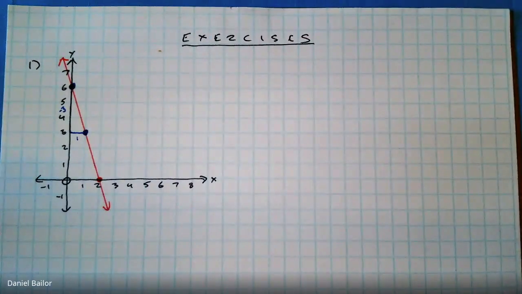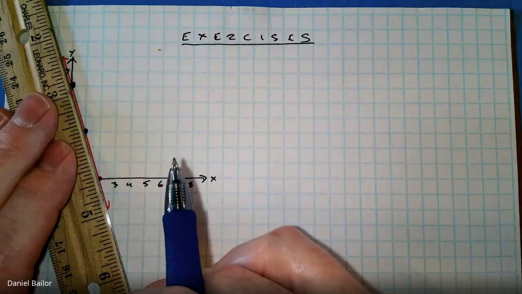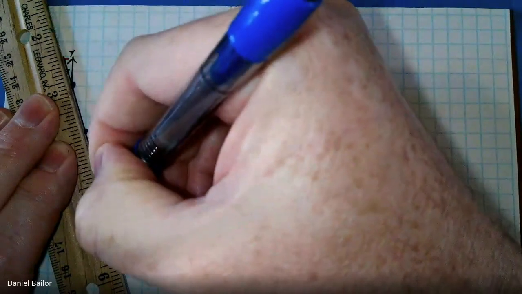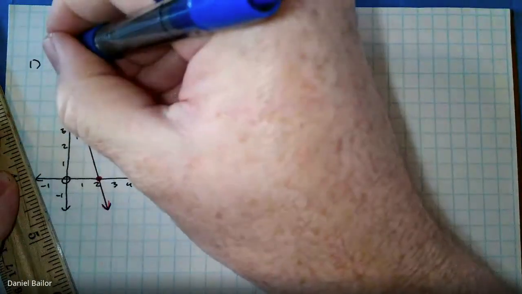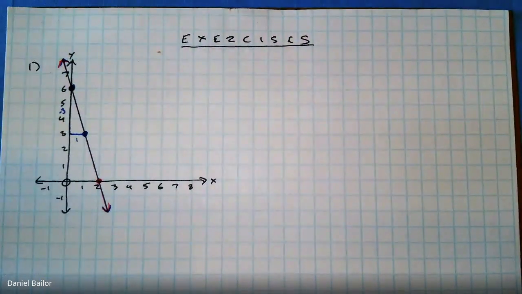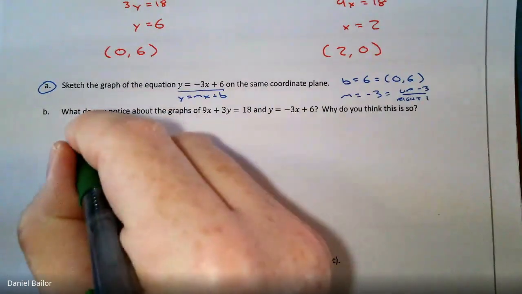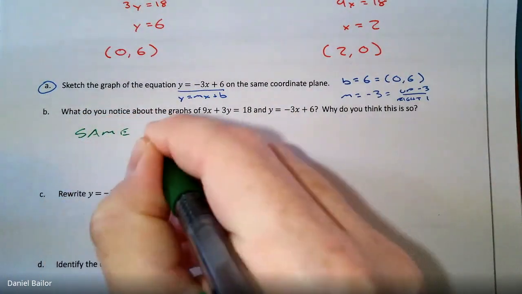Now to graph them, I'm going to connect the dots. But you already see what's going to happen. I just made the same line. So instead of a red line, instead of a blue line, I now have a purple line because it was the same line. So what do you notice about these graphs? What do we notice? I notice they're the same line.